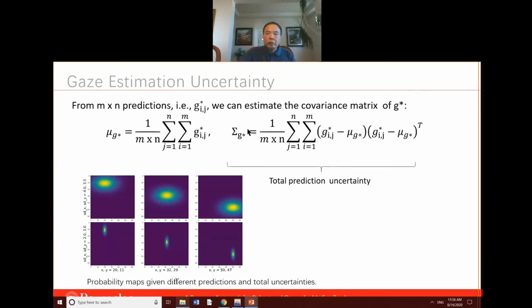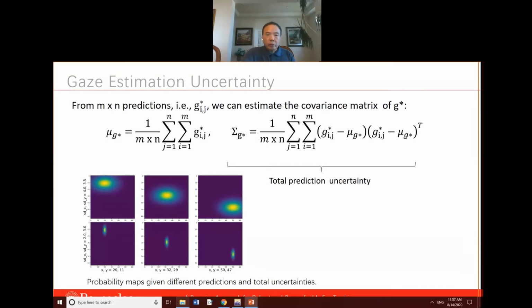And here, once we have G star and sigma G star, we can produce a probability map for each image, using the ellipse. The center of this ellipse represents the gaze G star, and the area of the ellipse represents the uncertainty, which is computed from the covariance matrix. As you can see here, we have different gazes at different locations, but this ellipse area varies. This one is much smaller than here. That means there's a larger uncertainty here, and there's much smaller uncertainty here.